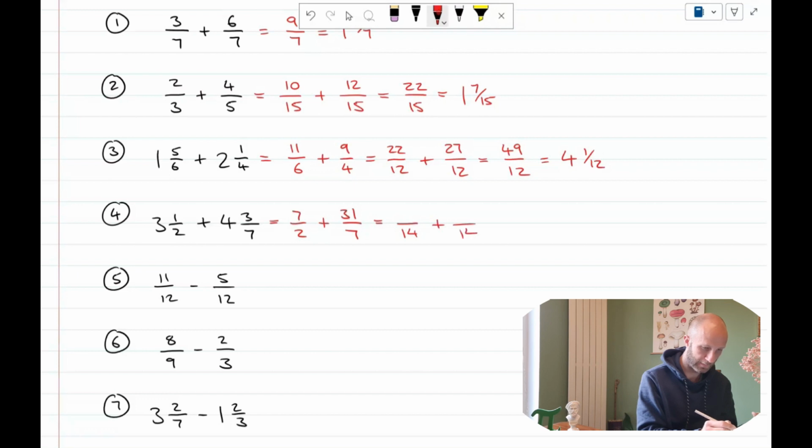So we want to get them both over 14, so get that set up nicely. What do I times 2 by to get 14? Times by 7. Do the same to the top. The old times tables come into play. And the same with the bottom: times this by 2, times this by 2. So we're going to get 62 over 14. And then we can add these two things together. So add the numerators. 49 plus 62 is 111.